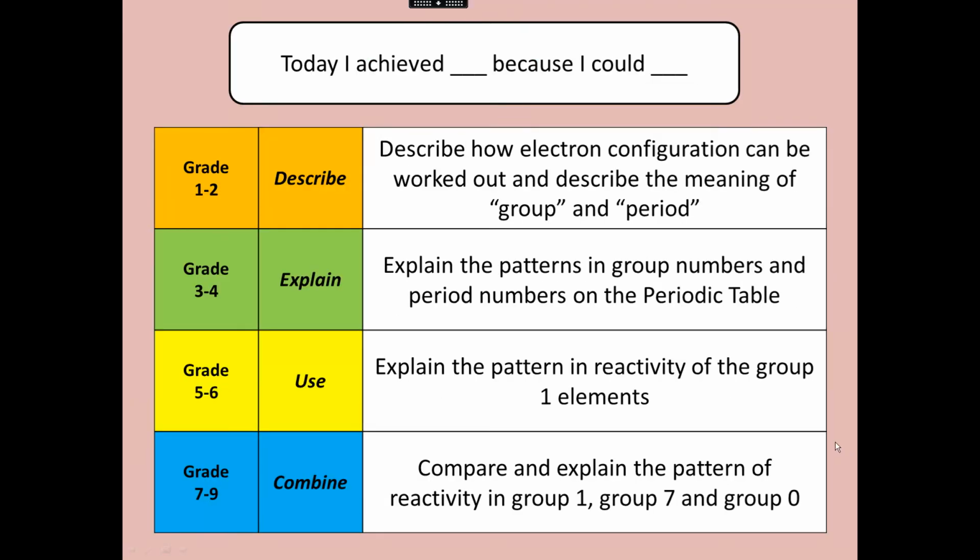Okay, time to decide how successful you were in this lesson, not just in terms of specifically what you could achieve, but what that says about you. Were you able to describe the main facts and keywords of the lesson? Were you able to explain the main idea of the lesson? Could you use that idea to explain the situation in more detail? Could you combine together difficult ideas? So, for example, today I achieved use because I could explain the pattern and reactivity of group 1. Or today I achieved combine because I can compare and explain the reactivity in group 1, group 7, and group 0.